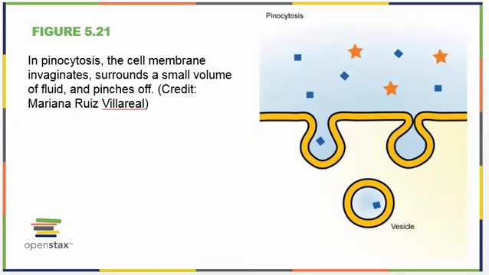Pinocytosis is another type of endocytosis, but it's a little bit different. This is where the cells undergoing the endocytic process bring in fluids and free ions. There's no merging of a lysosome in this process because there's nothing to dissolve.